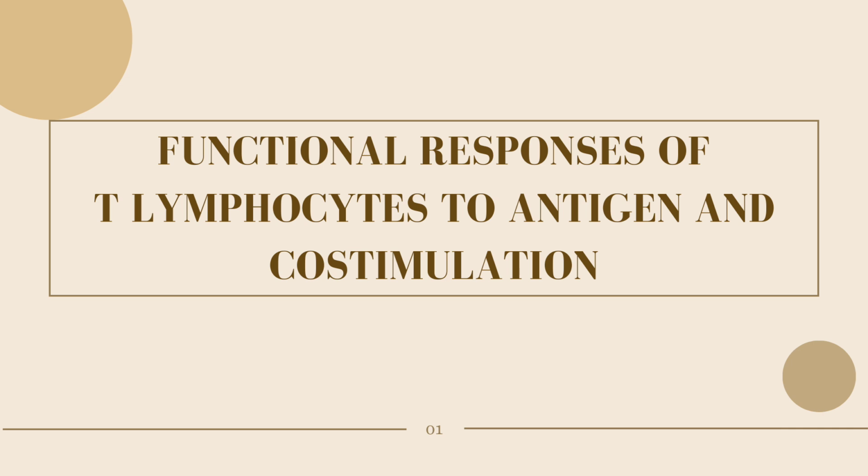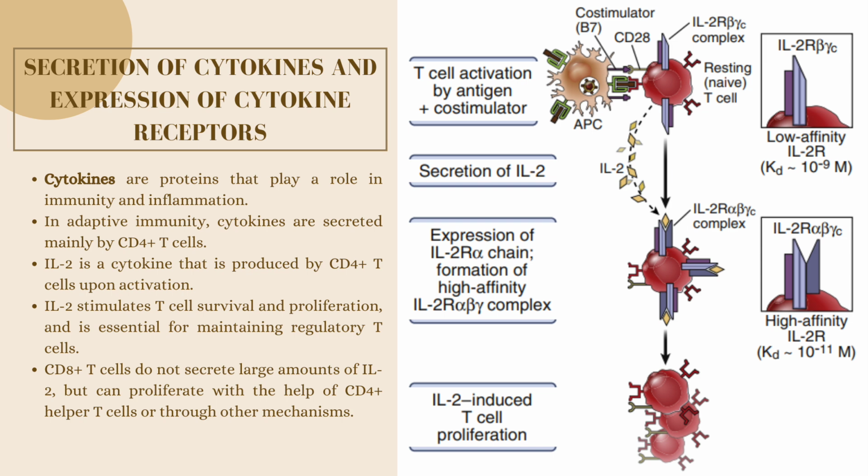So when T cells recognize antigen and co-stimulators, it triggers a sequence of events that result in the expansion of antigen-specific lymphocytes and the differentiation of naive T cells into effector and memory cells. T cells secrete cytokines that affect themselves and other immune defense cells. These responses of T cells are then discussed in detail next. Secretion of cytokines and expression of cytokine receptors.